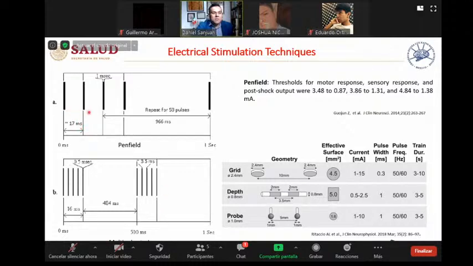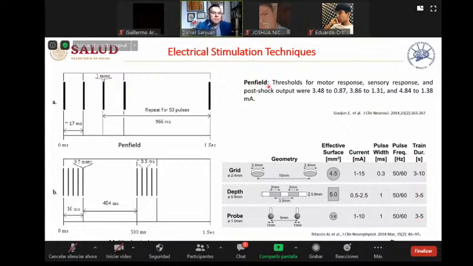And you can see the number of the impulse is close to 60 hertz. But then the other technique is just using short trains of five stimuli and then a long period without any stimulus to try to replicate the motor response, particularly. But as I say, they are different kinds of electrodes, so different effective surface, the current that we usually use in milliamperes, and the train duration.